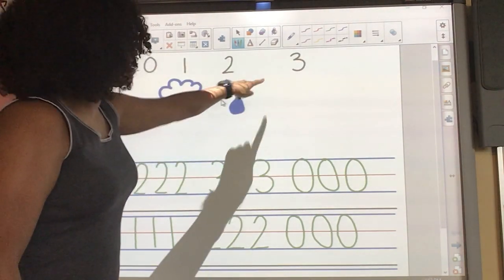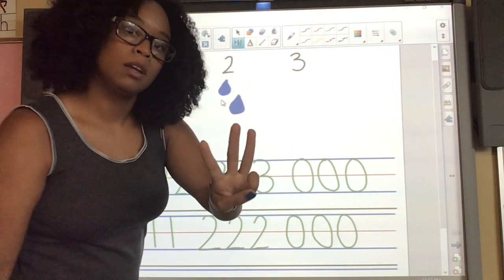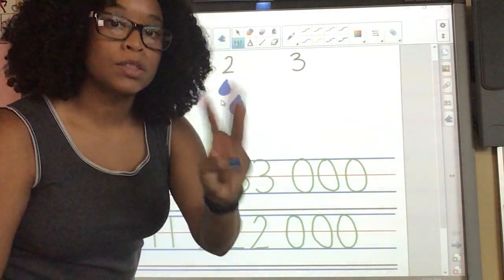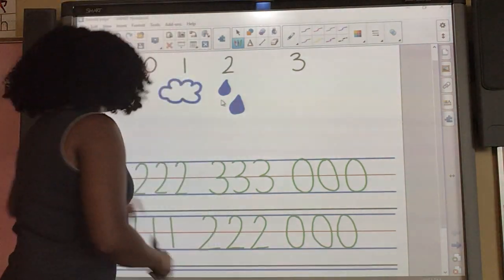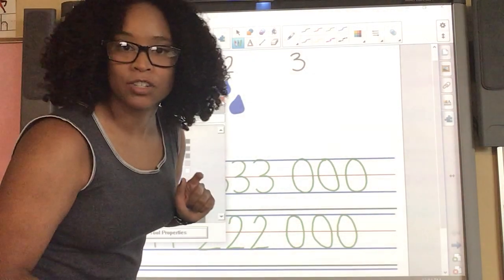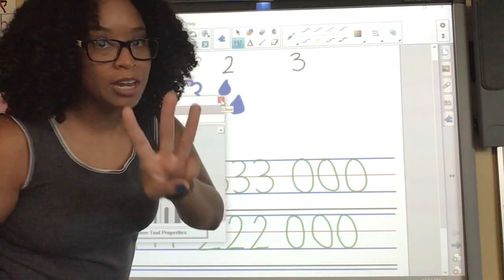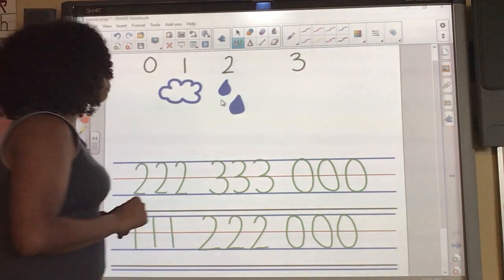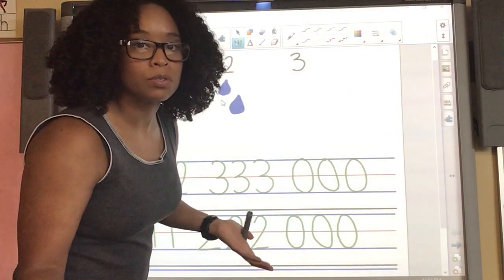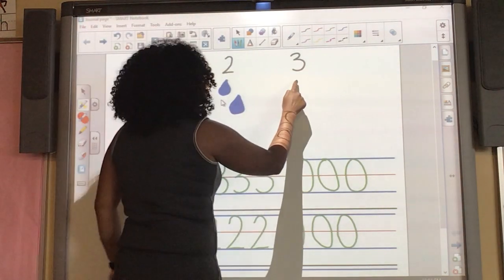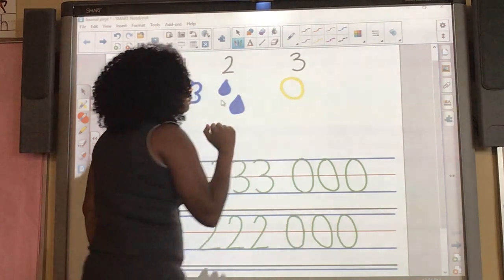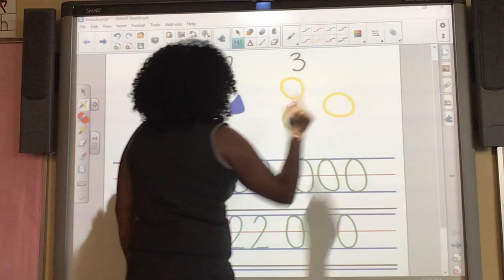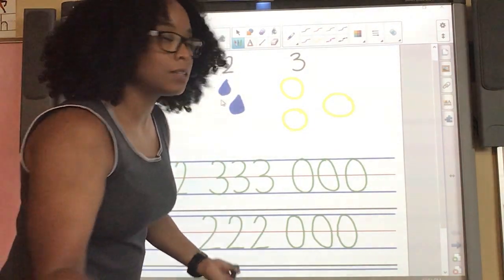All right, our next number, we have the number 3. So we need to illustrate 3 of something. How about we illustrate the sun? Let's illustrate 3 suns. So I'm going to grab my yellow. And a sun, what shape would you use? Circles. So here's my first sun. 1, 2, 3.